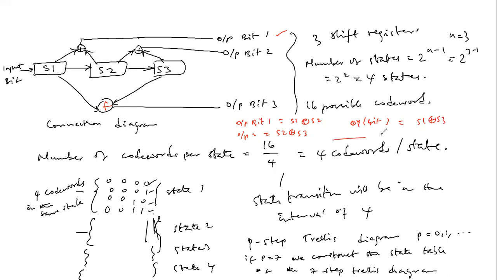Okay, so now let us design the code word. So let's assume we want to use a 7-step Trellis diagram to decode certain code word. But before we do that, let us design the state table. So the state table. Now we have the initial state A. Okay.